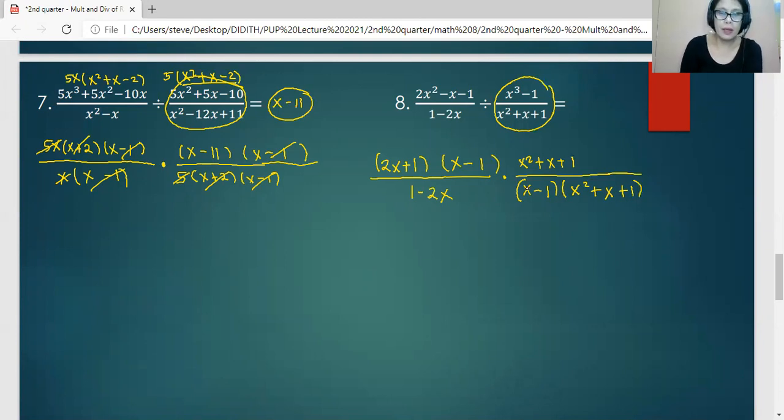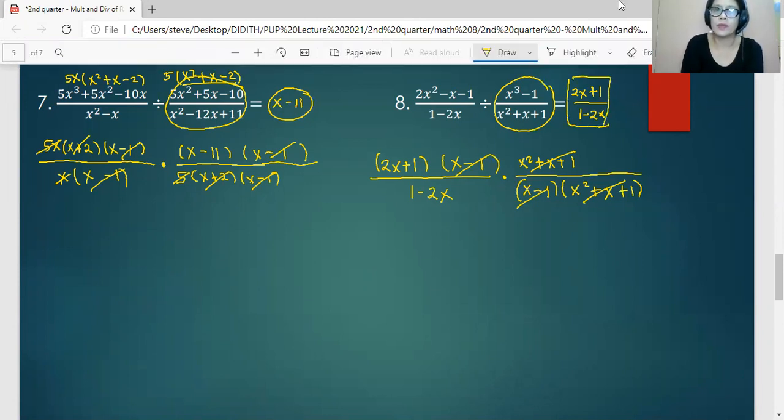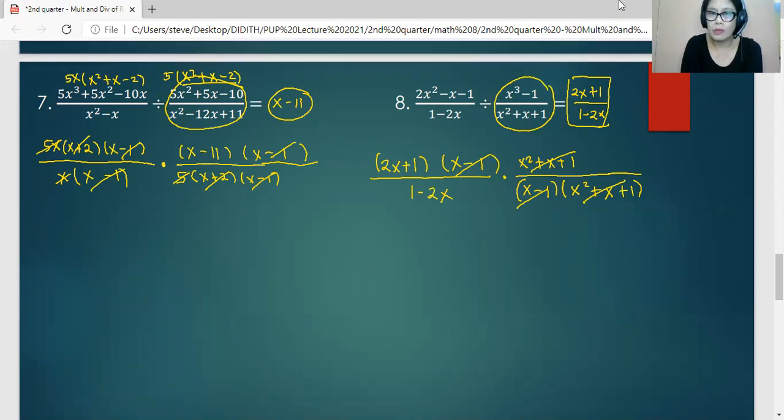And then the next thing is to again cancel the common factor. So the remaining expression is the final answer. So we have 2x plus 1 all over 1 minus 2x. So that's how we multiply and divide rational algebraic expressions.